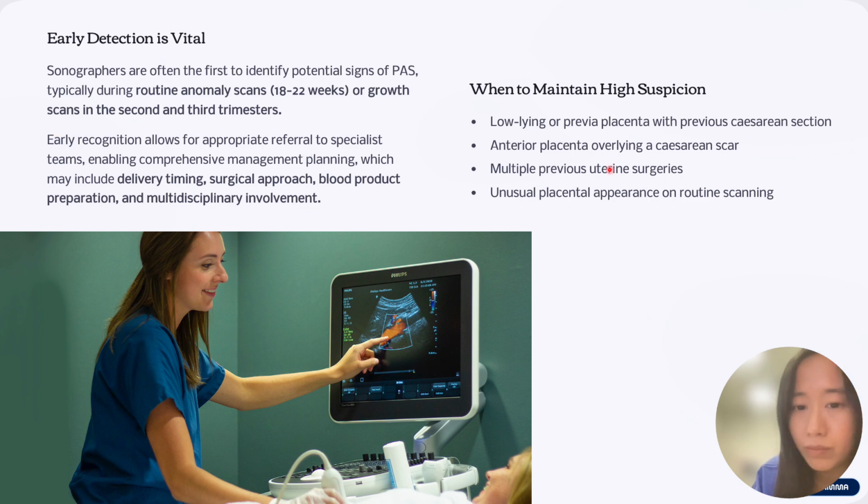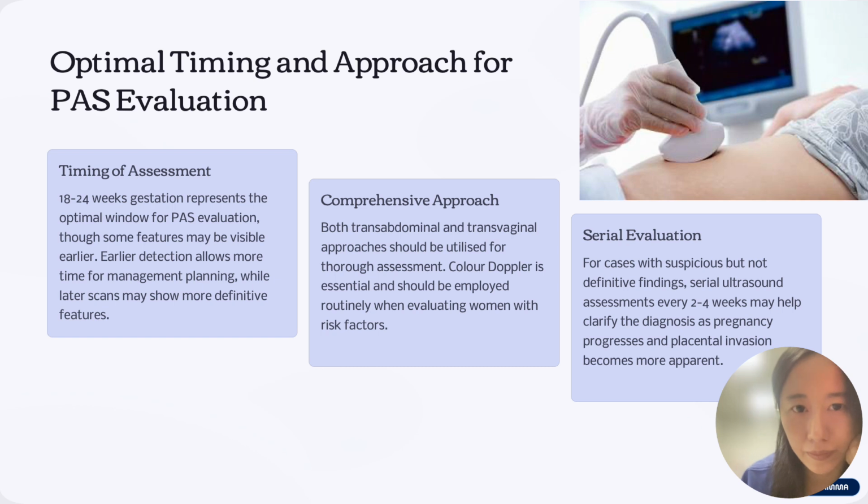I already went through when to maintain high suspicion: low-lying placenta with previous scar, anterior placenta covering scar, multiple scars, or unusual appearance on routine scanning. Even at any gestation, detection is important. For optimal timing and approach, we already went through timing. Aim for mid-trimester. In some units they try to detect PAS in the first trimester, but the second trimester is okay, it's optimal. We still have enough time for planning.